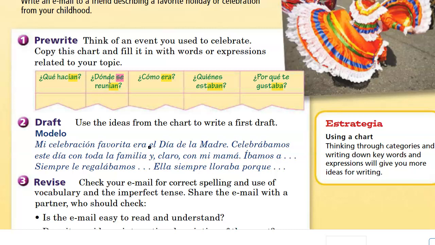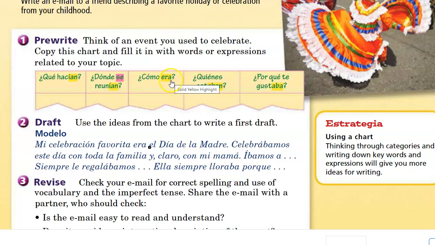Or you can put a city name. Or a common noun like iglesia. Or restaurante. Or, no sé, en la playa. ¿Quién sabe? Parque. Right? So indicate where you used to get together for that second question. And it begins with nosotros nos reuníamos. All your verbs are going to be in the imperfect.